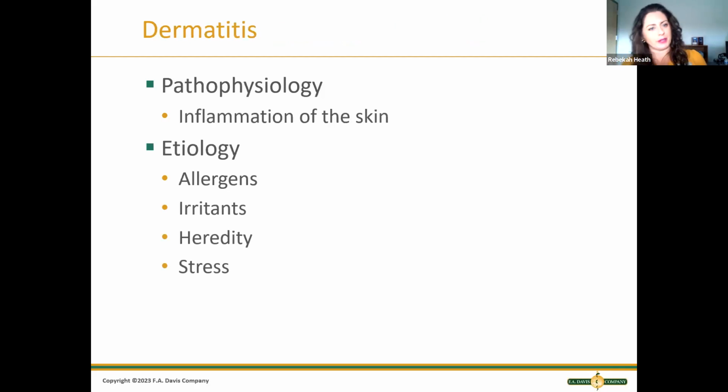Okay, moving beyond pressure injuries, we're going to talk about dermatitis. All right, let's word build for a minute. Derm, what does that mean, right? Derm is skin, right? Like dermatomes or epidermis, like that's skin. And then itis is inflammation. So dermatitis is inflammation of the skin. Oh, look, it even says it right there. So etiology, where does it come from? Well, you can have things like allergens, something that somebody's allergic to, irritants, it could be hereditary, or even stress.